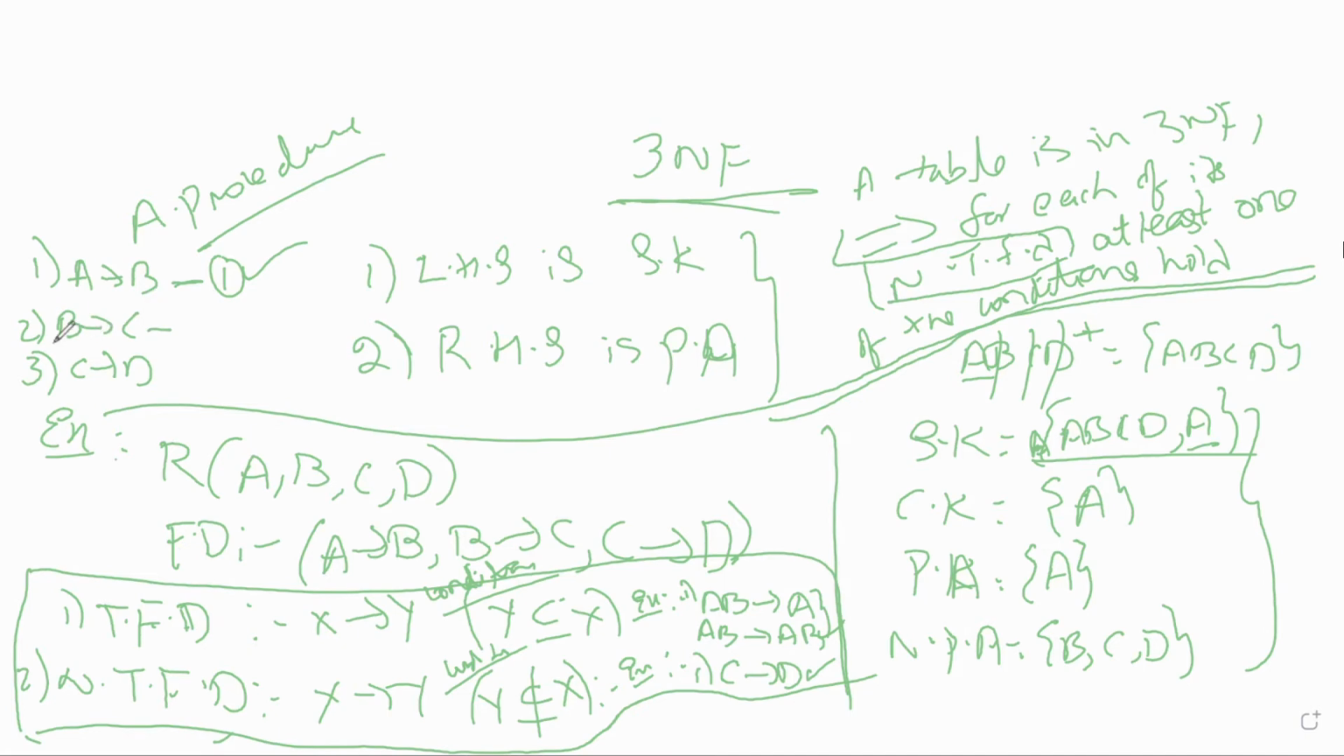And for the second FD, see here, B determines C. So what does it mean here? Is LHS a super key? No, so it is not satisfying the first one. So either or. If it has not satisfied the first one, then definitely it should satisfy the second one. Otherwise, it's not in 3NF. So is RHS a prime attribute? No, again, it's not a prime attribute.